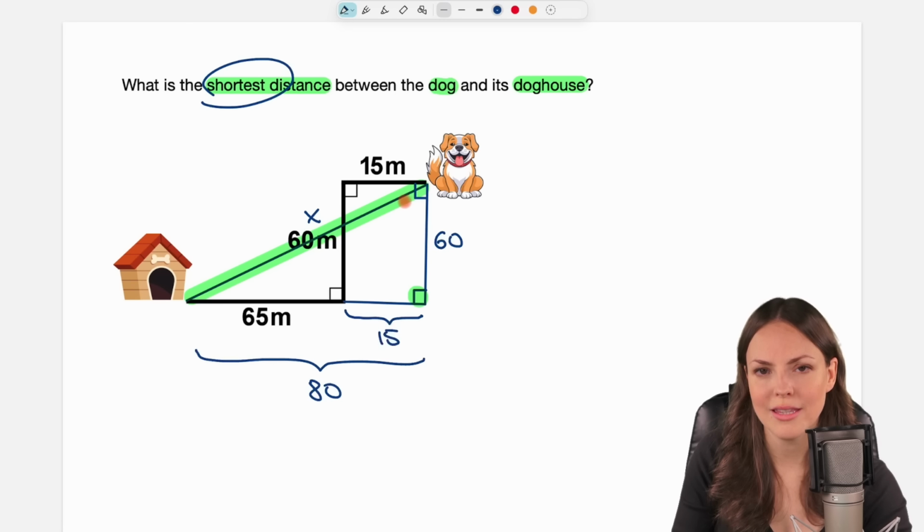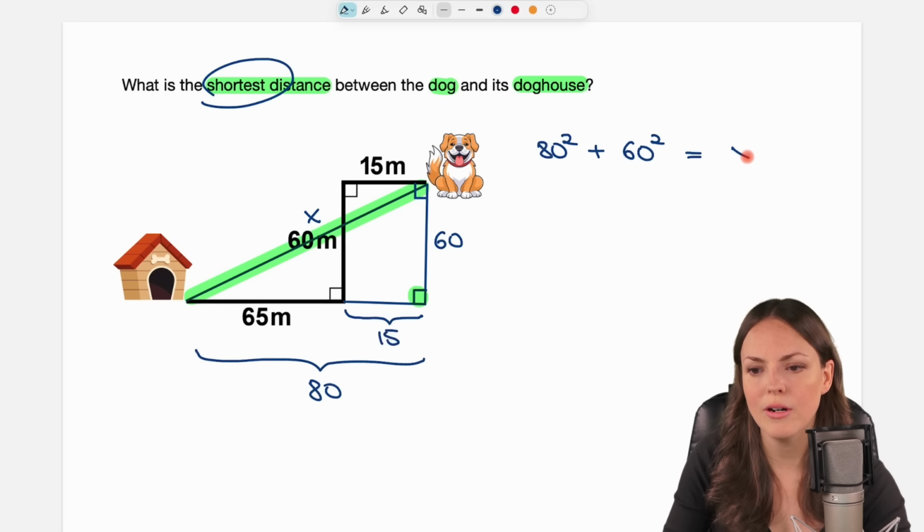And the Pythagorean theorem then says, take one of the sides, so the 80, and square it, plus take the length of the other side, the 60, and square it, and then you get the hypotenuse squared, so in our case, our x squared. And now we only have to solve this equation for x.